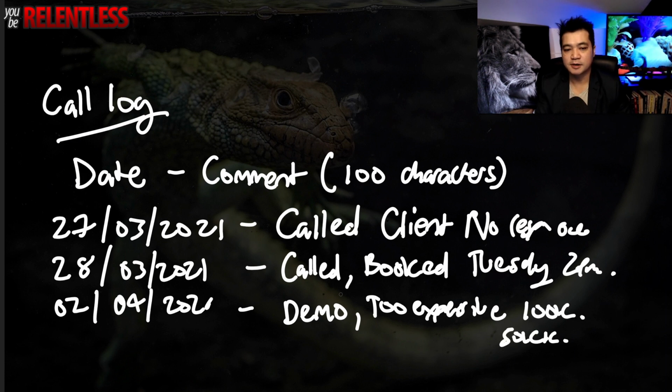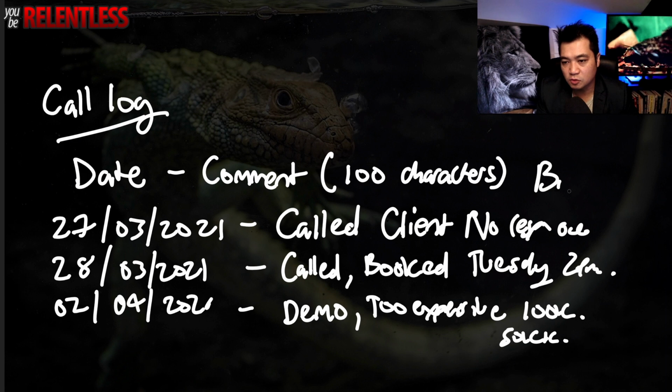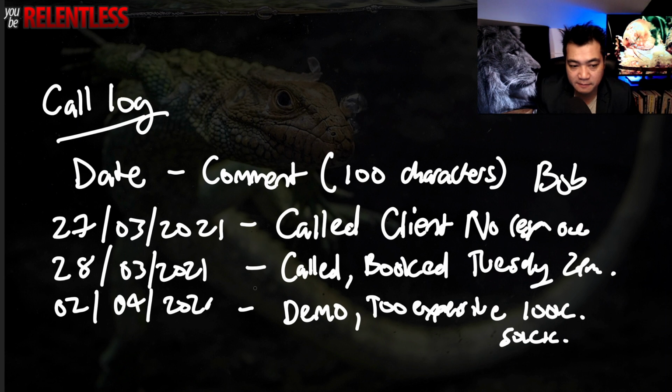Okay, so you can see that on the CRM right now that we're getting some history now. So this is Bob. Let's call this prospect Bob. I called up Bob on the 27th. No, he didn't reply back. I called him on the 28th. I booked an appointment on Tuesday, 2 p.m. Fantastic. On Tuesday, 2 p.m., I did the demo, and he said it was too expensive. It's 100k. I said it was 100k, but he's only got 50k available.